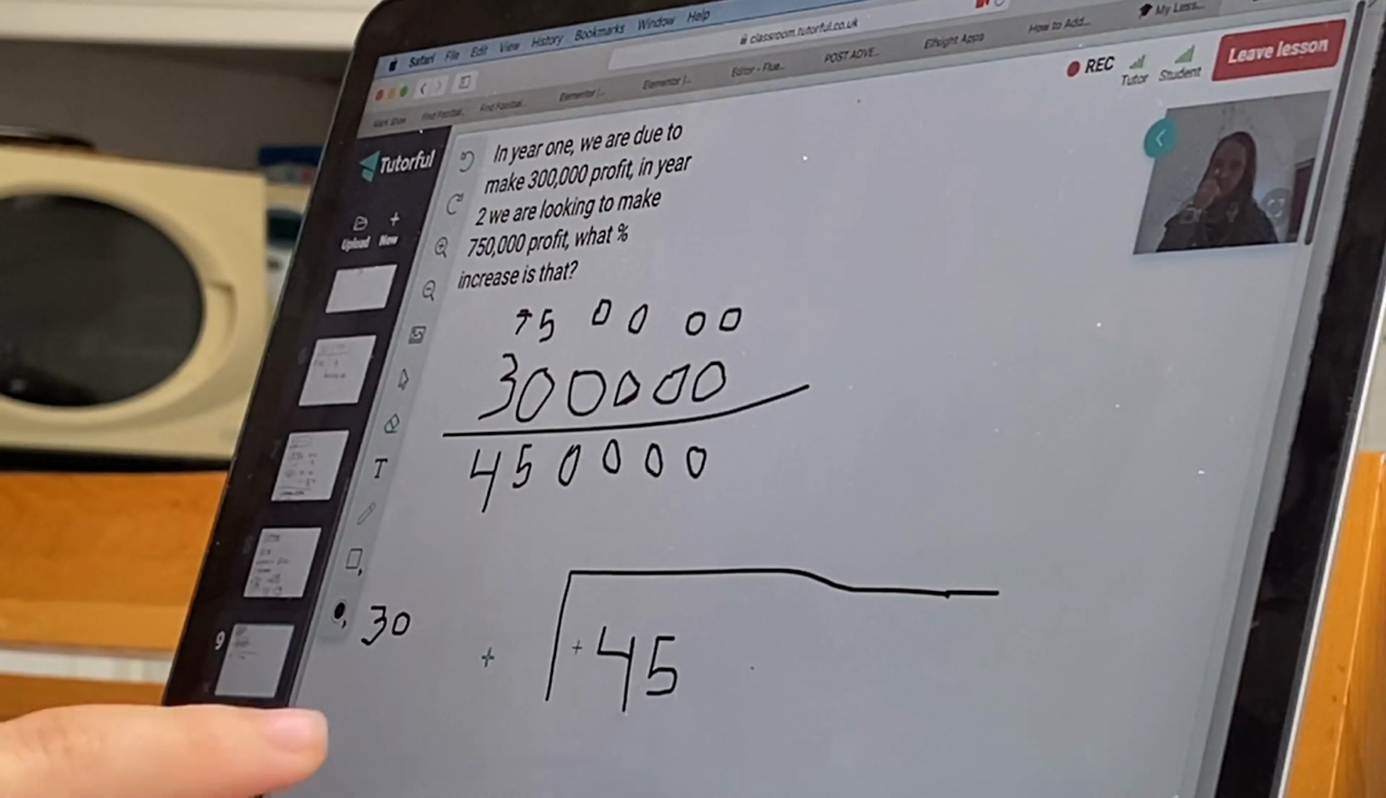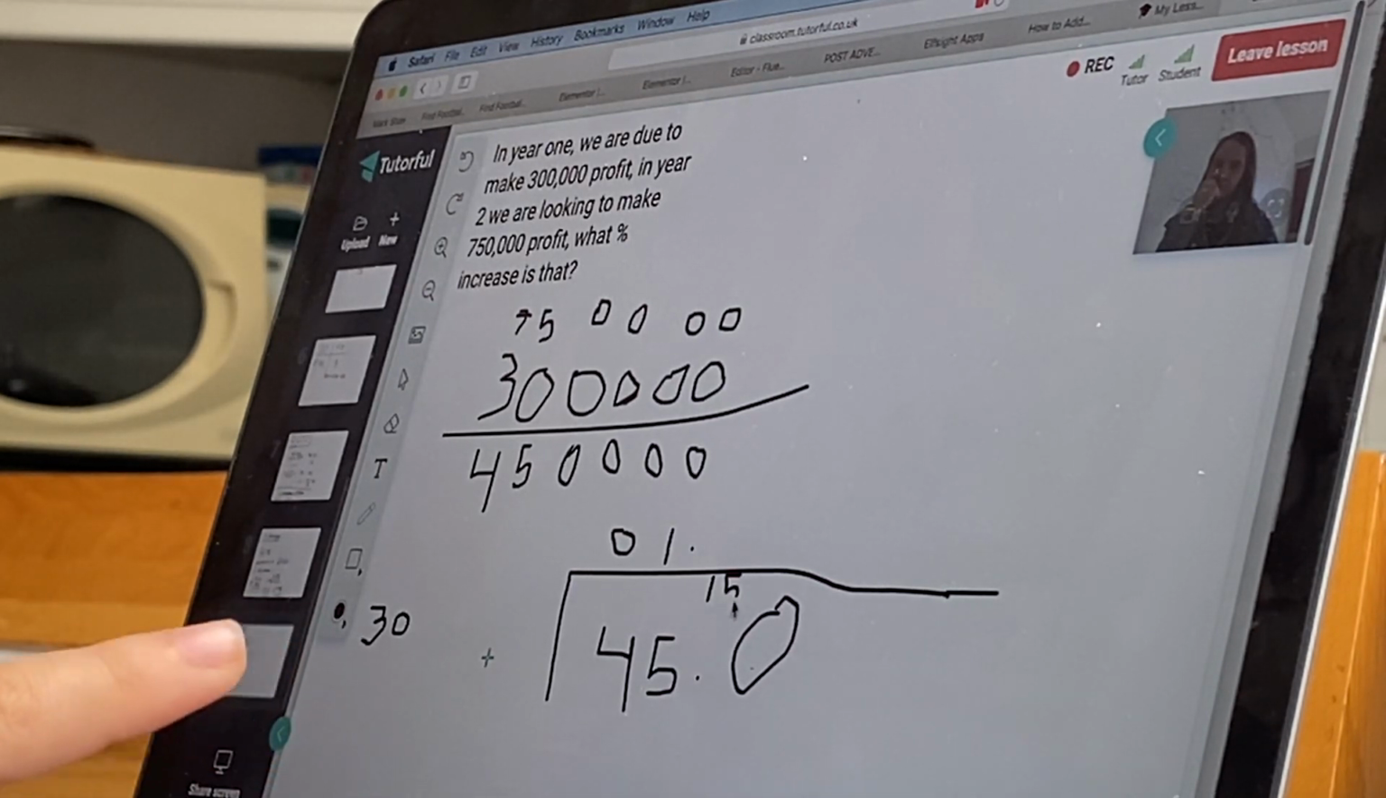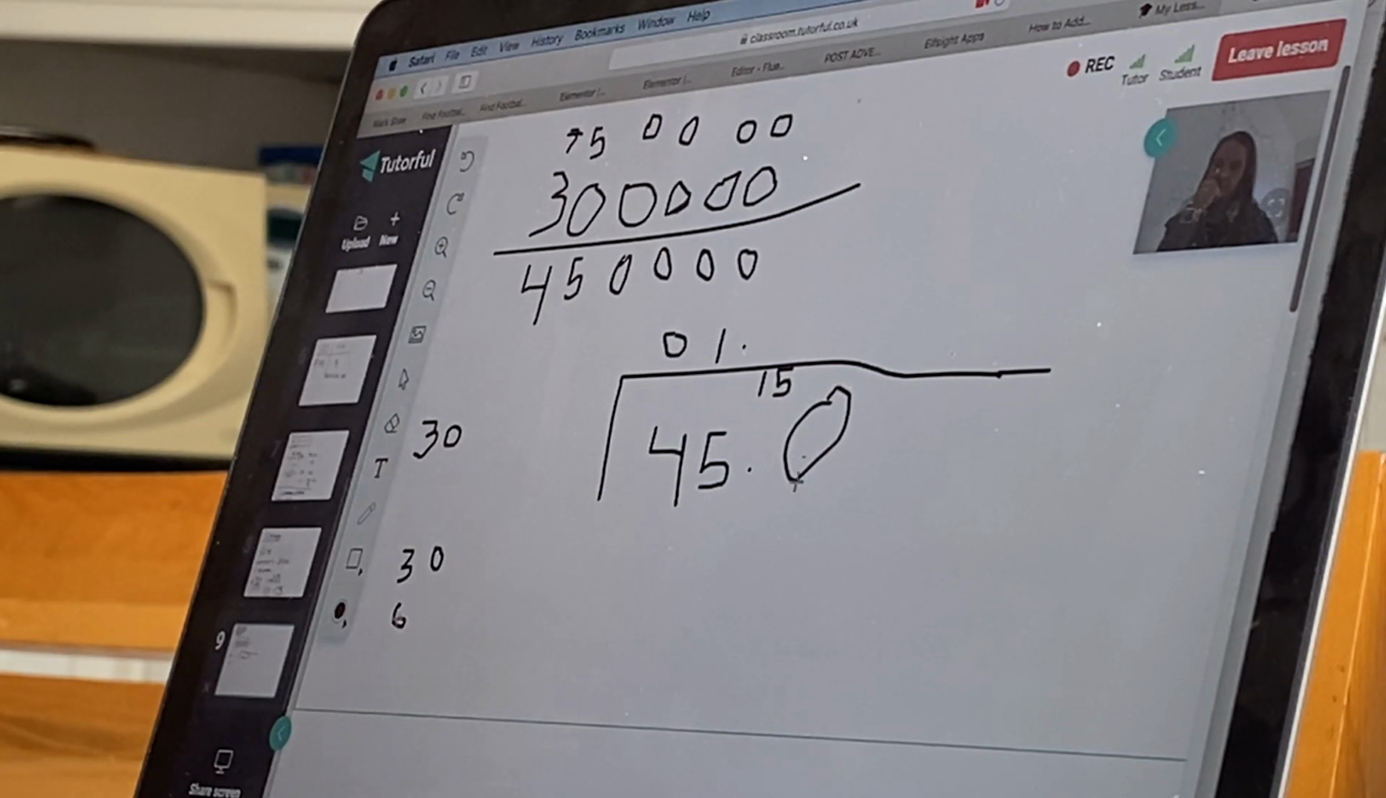So this one will go 1 time. No, wait, 0. And then 1. Good, perfect, well done. 15. It's going to be 5, yes, because it's half of the 30, isn't it? And then we can just add 0.5, the zeros. Perfect. So our answer is 1.5.